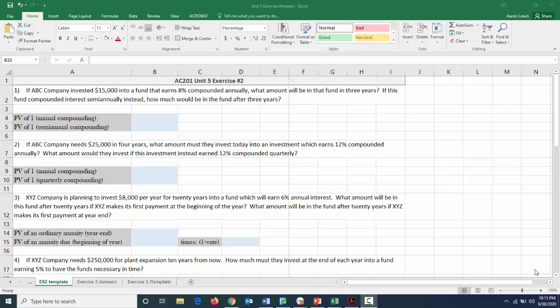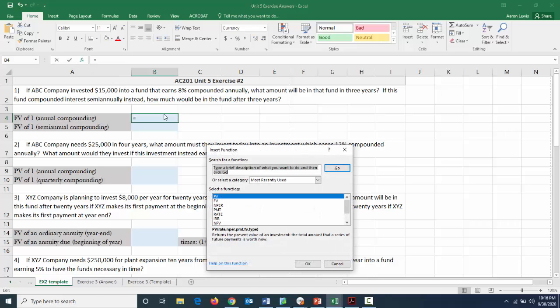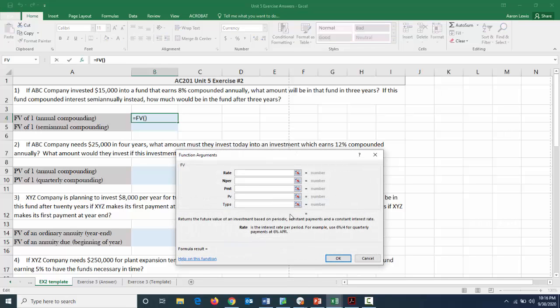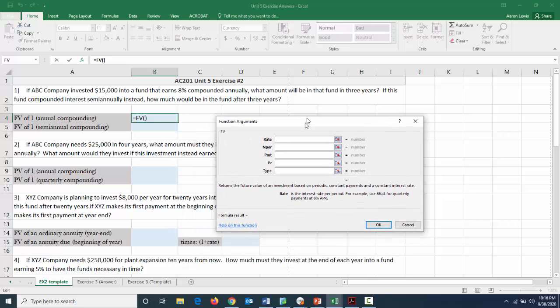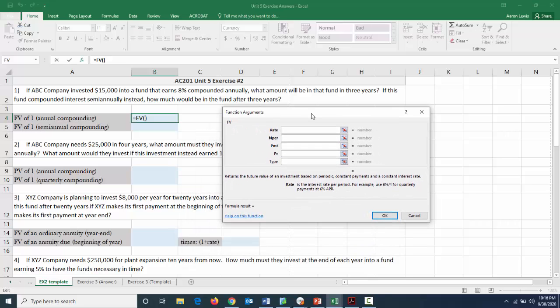Let's start with the first question we have here, which is what amount of money will be in that fund in 3 years if we invested and it compounds annually. Well, to solve this, we can use the functions, which is this little FX button right here, and we hit it, and we need one that is going to make sense here. Well, we know what we're putting in today. We want to figure out what we're putting in the future, so we're going to use the FV function, or the future value function. And this screen pops up and it asks us to input a whole bunch of function arguments, one of which is the rate.